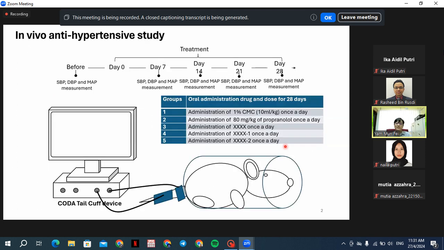Okay. Another experiment we do uses the tail-cuff machine. These are the machines. We put the sensor on the tail, so the blood pressure of the animal will be taken. You orally feed the animal with your treatment for a certain period, for example 2 weeks, 3 weeks, 4 weeks, whatever. Normally the effect will be obvious after 3 weeks. Then you can compare the blood pressures. Okay, clear?